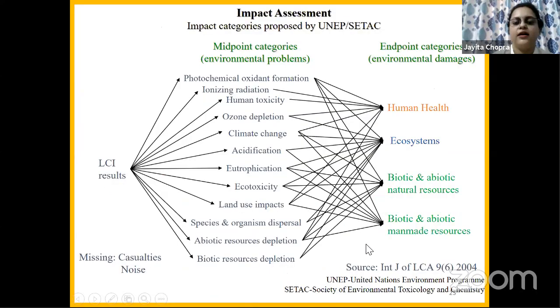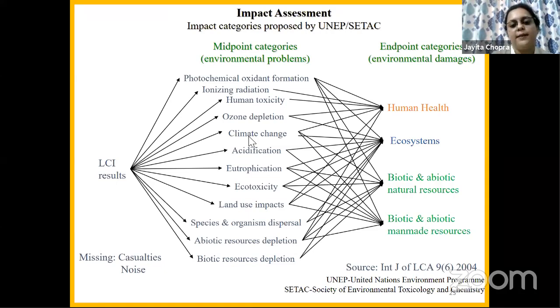So this is the life cycle impact assessment method. I'll just explain it very briefly. There are different midpoint categories, around 17 midpoint categories, like ozone depletion, climate change, ecotoxicity, etc. So what happens when we give our inputs, like what are the inputs to the system? The software calculates it based on the different midpoint categories.